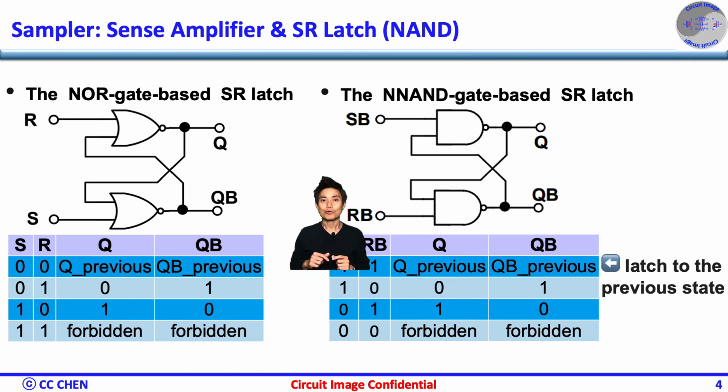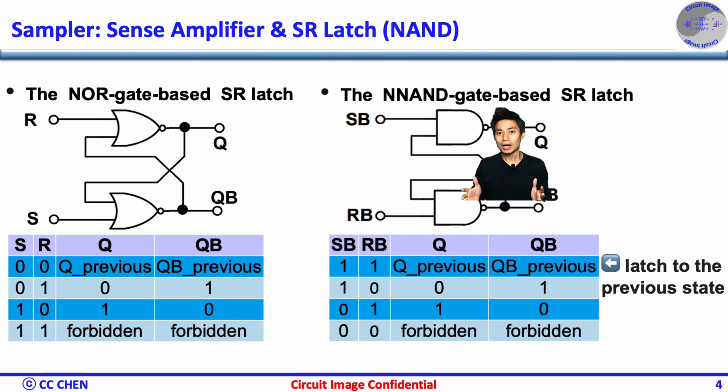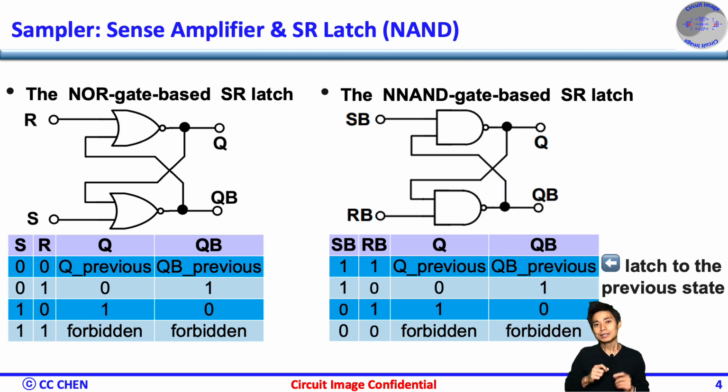Fortunately, it's very straightforward to invert the inputs, which are the output of the StrongARM latch, by replacing the NOR gate with the NAND gate-based SR latch. Reviewing the truth table of the NAND gate-based SR latch one more time, you will find the values match what we need very well. First, both 0 will force both Q and Q bar outputs to be 1. Even though this is a forbidden state, both differential outputs of the StrongARM latch are never to be 0 at the same time, which should be fine.